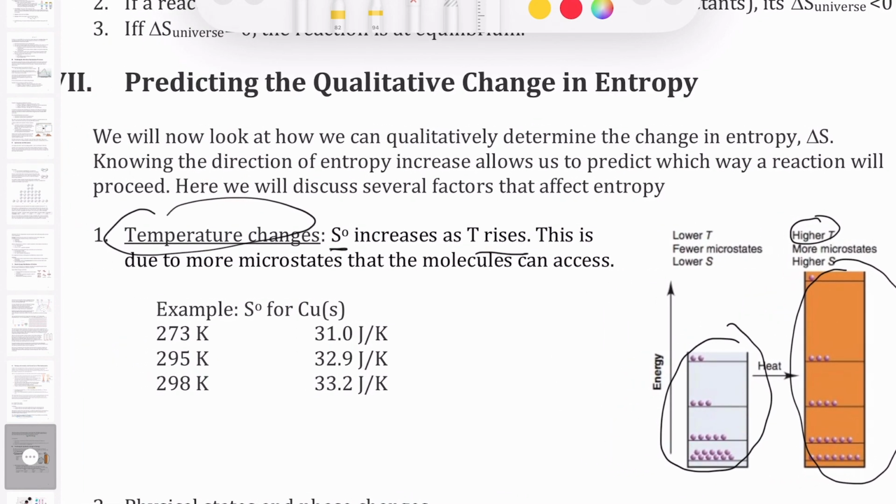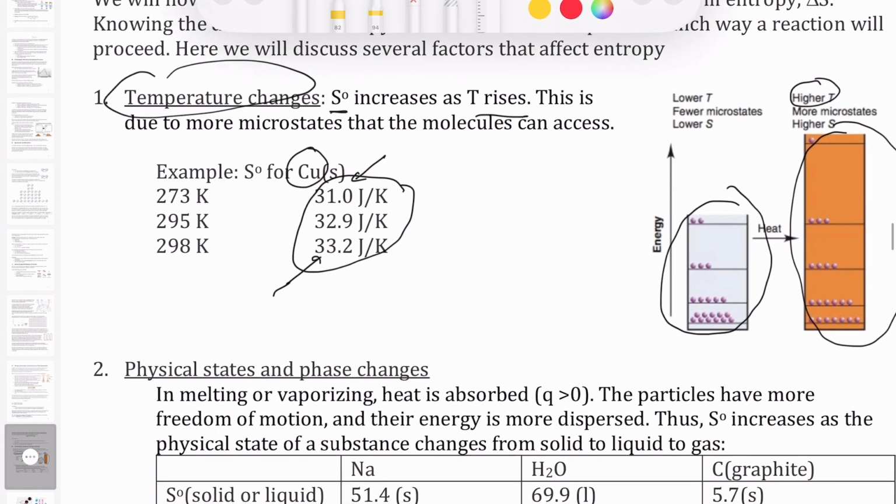We can actually take a look at it. These are what we call absolute entropy values for some different temperature values. For copper, in this case, we can see that at 273, the entropy value is 31 joules per Kelvin, whereas at 298 it is 33.2 joules per Kelvin. I'm going to explain in a later section how we get these numbers, but right now it's just to show you that as temperature increases, when we measure the entropy for a particular substance, in this case copper, we do see an increase in entropy.